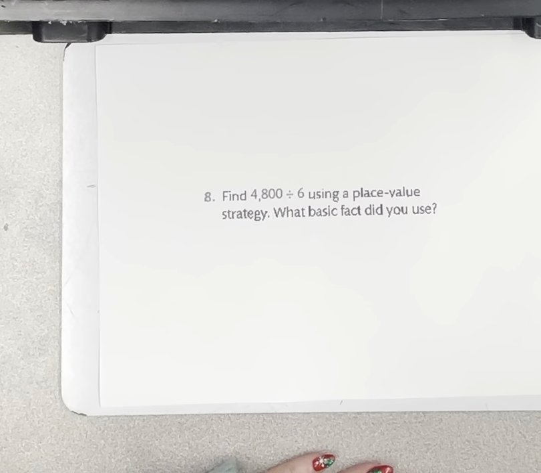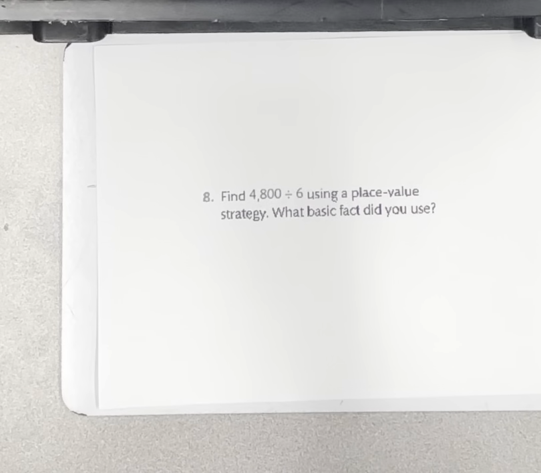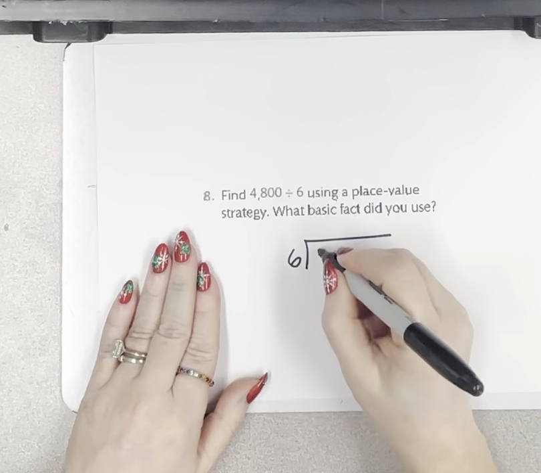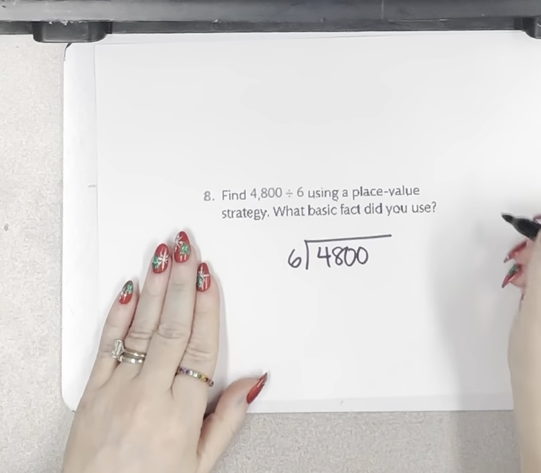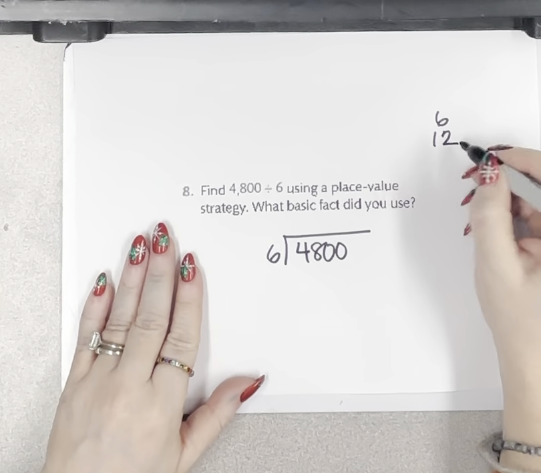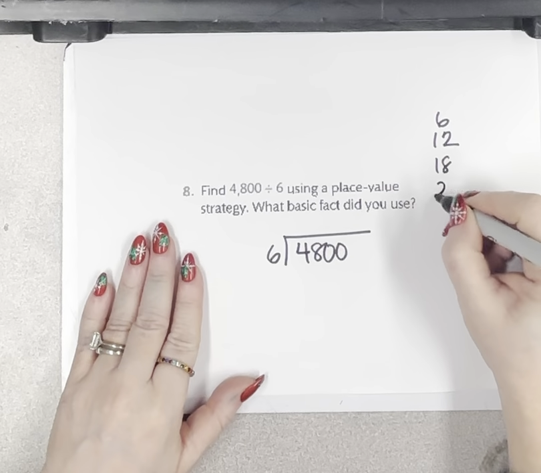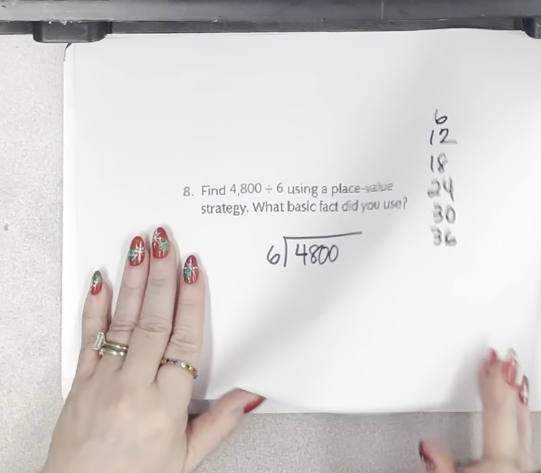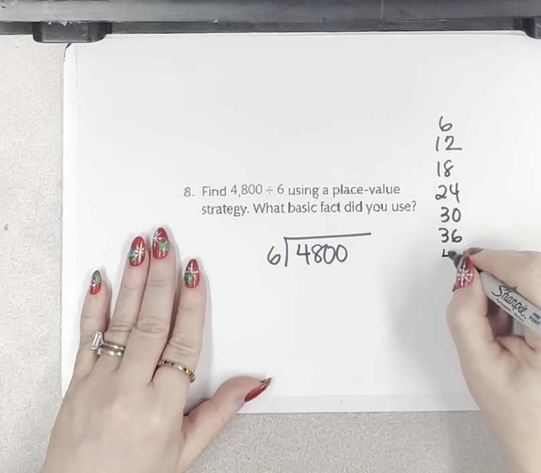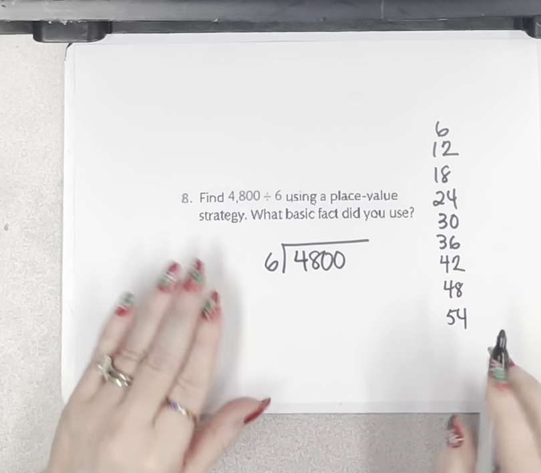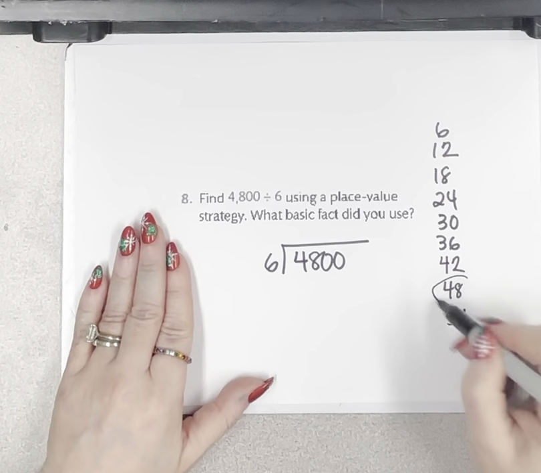4,800 divided by 6 using place value strategy. What basic fact did you use? So 6. Oh my goodness, I don't remember my 6 times tables. Good, I'm going to write them out. Okay, 18, 24, 30, 36, 42, 48, 54. What is, oh, right on the nose.